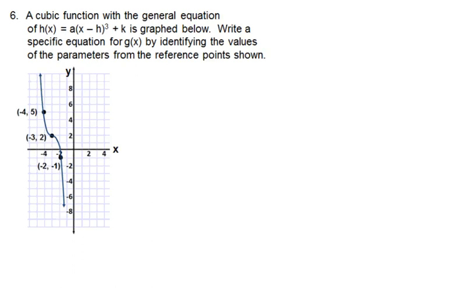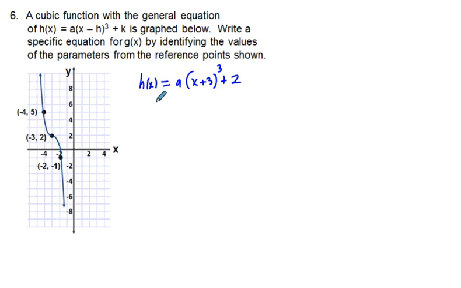Okay, next. A cube function with the general equation of h of x equals a times quantity x minus h cubed plus k is graphed below. Write a specific equation for g of x by identifying the values of the parameters from the reference points shown. So basically, we can take our vertex here, and we have a vertex at negative 3 comma 2. So we can write this as h of x equals a times quantity x, and we have minus negative 3, so we put x plus 3 cubed plus 2.